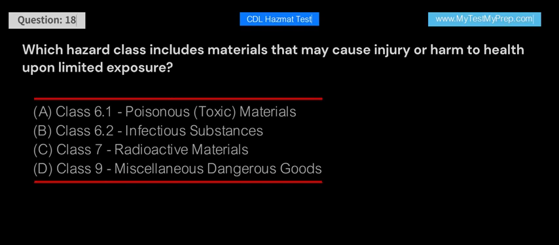Which hazard class includes materials that may cause injury or harm to health upon limited exposure? A. Class 6.1 Poisonous, toxic materials. B. Class 6.2 Infectious substances. C. Class 7 Radioactive materials. D. Class 9 Miscellaneous dangerous goods.